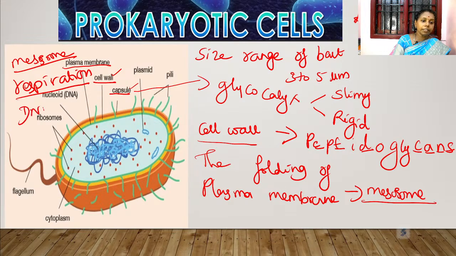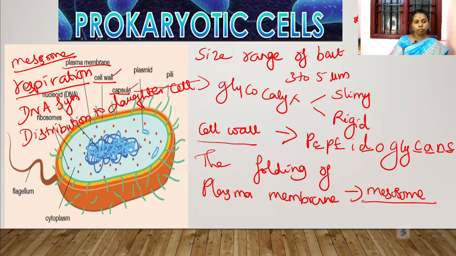Apart from that, DNA synthesis and distribution to daughter cells are all performed by mesosomes only. Am I clear to you, children? Understood? So we discussed cell wall, capsule and plasma membrane. The folding of the plasma membrane is called mesosome. Bacteria might be aerobic or anaerobic, we can't say, they are facultative organisms. Some are parasites. The enfoldings are called mesosomes. Very correct, Arnishri and Sanjay. Excellent.